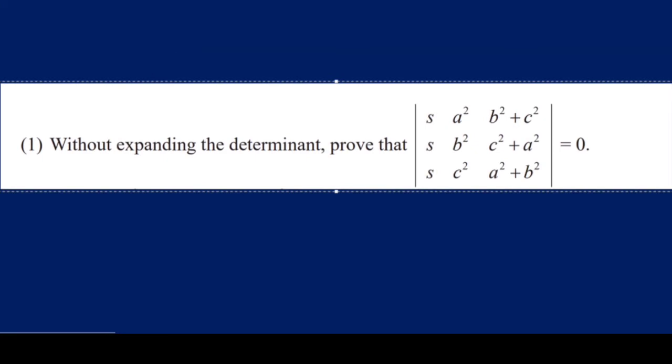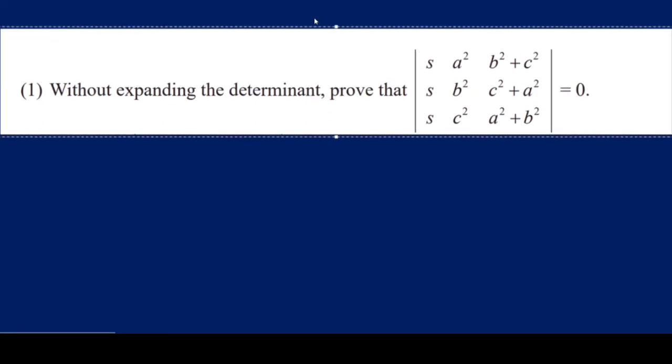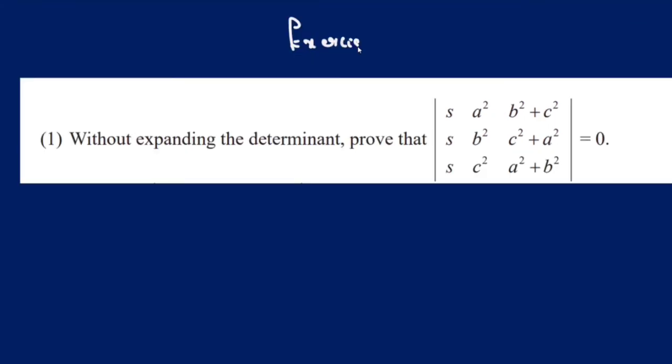So let us see the first sum. Without expanding the determinant, prove that, this is exercise 7.2, the determinant with rows s, a square, b square plus c square; s, b square, c square plus a square; s, c square, a square plus b square is 0. What is the right hand side here? It is equal to 0. That means two rows you can make identical.